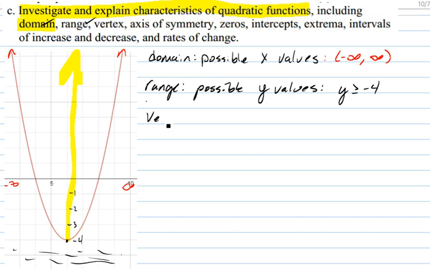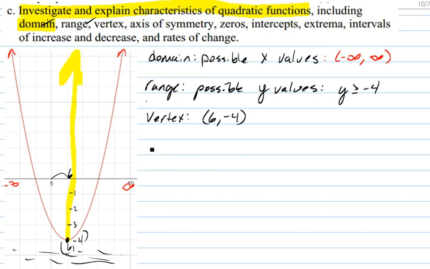Vertex. I got to identify where's the vertex. Well, that's this point right here, which we've already said the y-coordinate was -4, but what's the x-coordinate? Well, if I'm at 5 here, and this is going to be 6, so my point is 6, -4. So my vertex is at 6, -4.